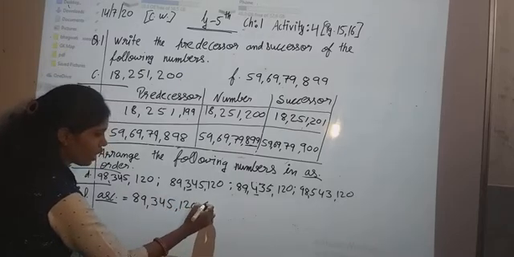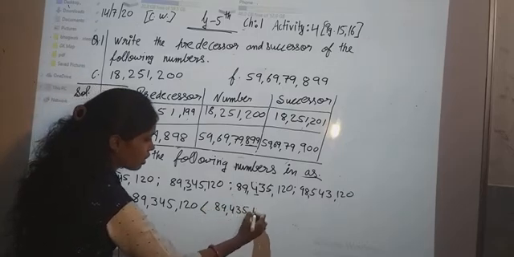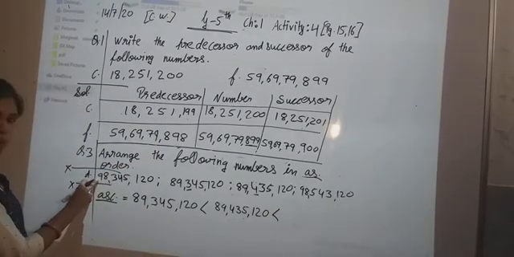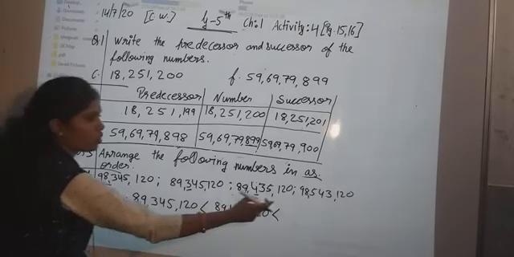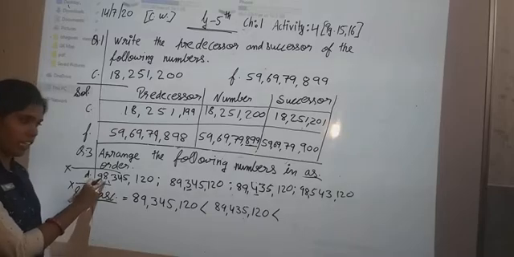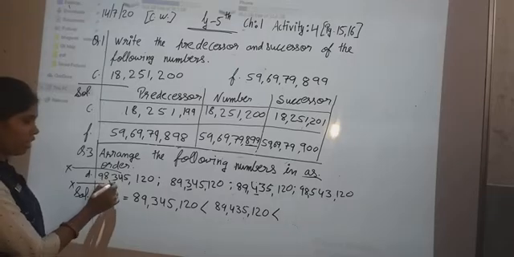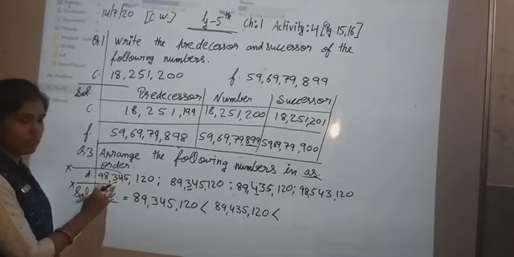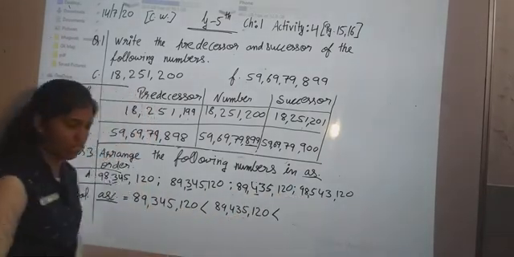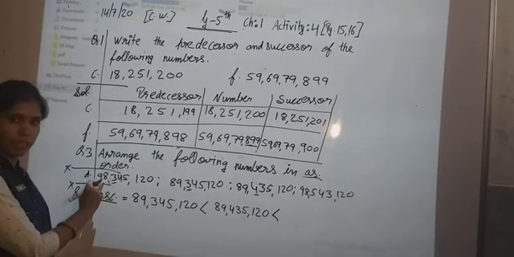89,300,000, 45,120. Okay, next will come 89,435 and 120. Okay, next what will come? Now we will compare both numbers, because we have 9 and also we have 9. Both are equal. Again we have 8 and 8, both are equal. So we will come to the next place. We have 3 here in the 100,000 place, and we have 5 in the 100,000 place. So 3 is smaller than 5, so we will write this number.